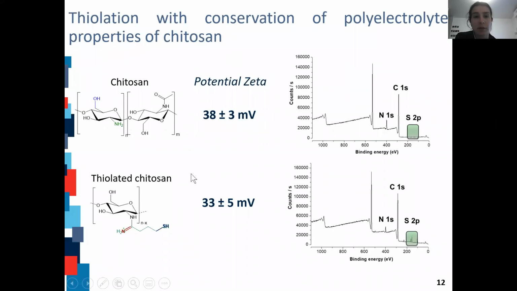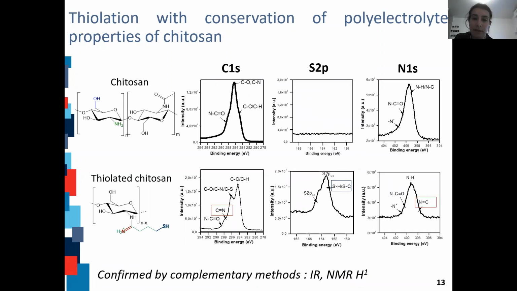So here we evaluated the zeta potential of the thiolated chitosan, which is conserved. And then we also analyzed the modification through X-ray photoelectron spectroscopy, XPS. And we can see the signal and binding energy corresponding to sulfur in the case of the thiolated chitosan. If we go further in the XPS analysis, we can see the binding energy corresponding to the thiol, but also the binding energy corresponding to the C=N function, which is due to the imidine that was added here.